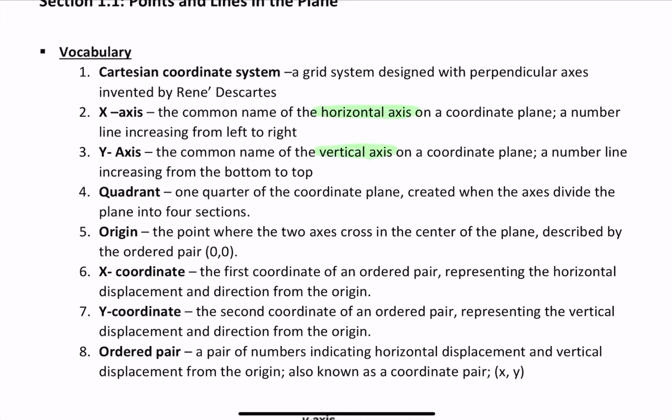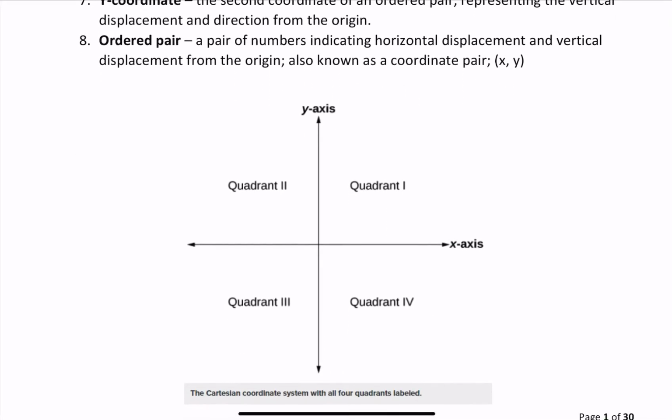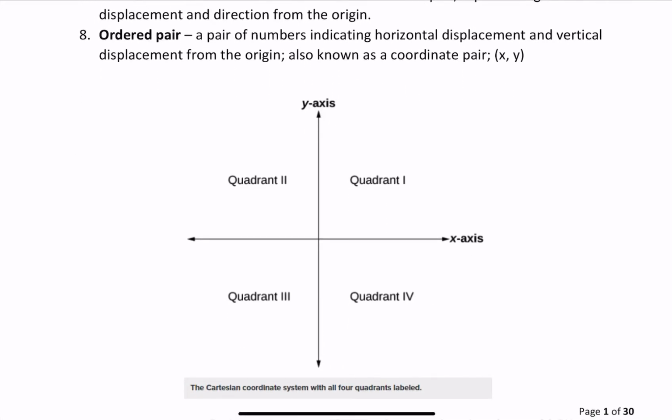A quadrant is exactly what it sounds like. It cuts the coordinate plane up into quarters. So if you scroll down a little, we've got the Cartesian coordinate plane broken up into quadrants. We've got quadrant 1, which starts in the upper right hand corner, and it goes counterclockwise to quadrant 2, quadrant 3, and then all the way around to quadrant 4.